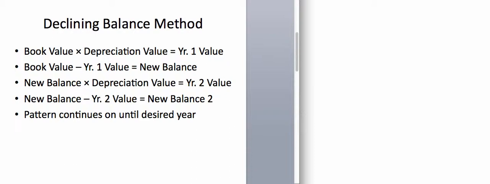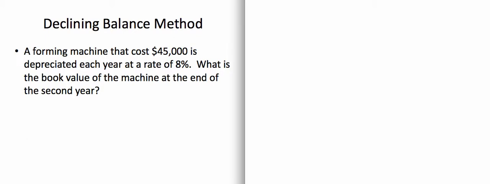This is kind of a complex way of explaining how to do it. It's better to see it when we go through an example, but this is the type of pattern that we would go through. So a forming machine cost $45,000 when you first bought it, and that's what we call the book value or the beginning balance. Then the depreciation rate is 8%. So they want to know at the end of the second year what's the value of the car.